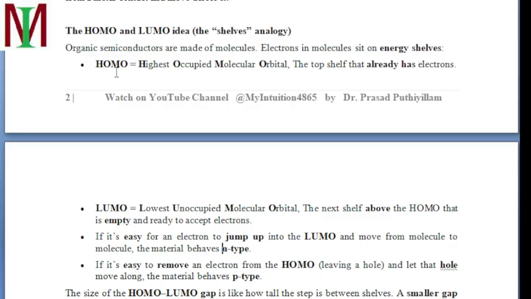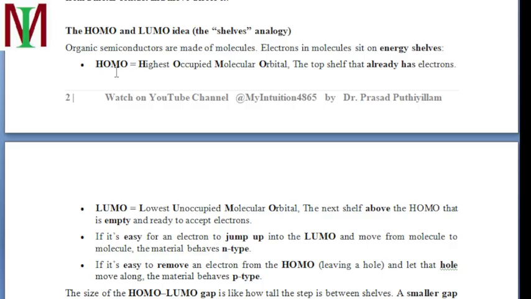When it comes to molecules, atoms combine to form molecules, and then they become molecular orbitals, not atomic orbitals. Molecular orbitals have a HOMO as well as a LUMO, that is, the highest occupied molecular orbital as well as the lowest unoccupied molecular orbital. When we say lowest unoccupied molecular orbital, it does not mean that it has low energy, but actually it is above that of the HOMO.